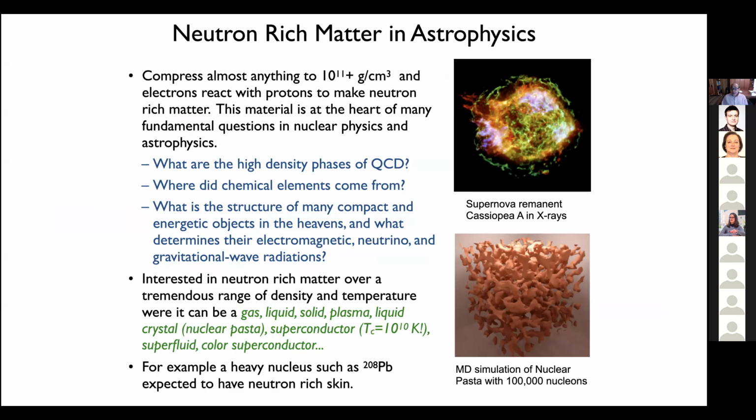A heavy nucleus such as lead-208 is expected to have a neutron-rich skin. So if we can very cleanly probe the neutron-rich skin with parity violating electron scattering, we can directly study neutron-rich matter in the laboratory, and this has implications for astrophysics and the structure of neutron stars.